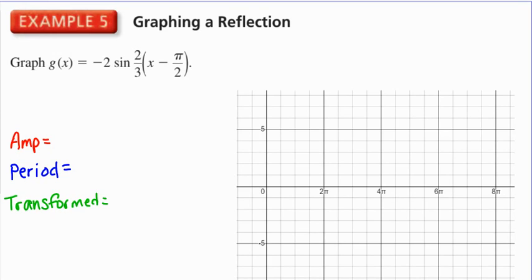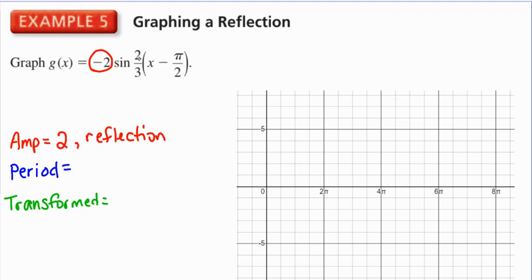All right, so let's try this graph. We want to graph g of x is -2 times the sine of 2/3 x minus pi over 2. So this negative right here says the amplitude is 2 and we have a reflection of the sine function. So we're going to start in the middle and go low.